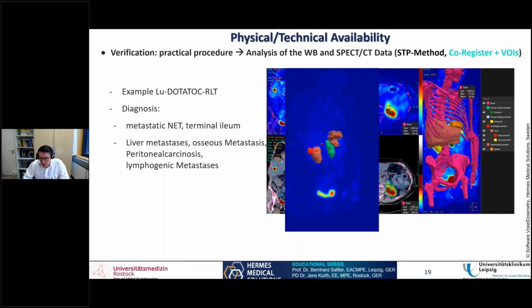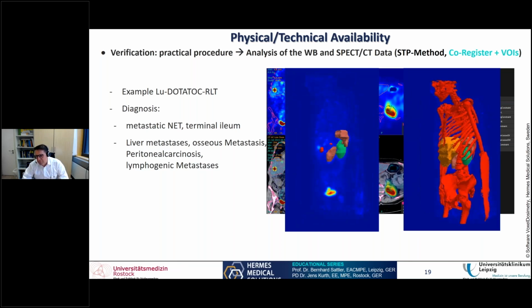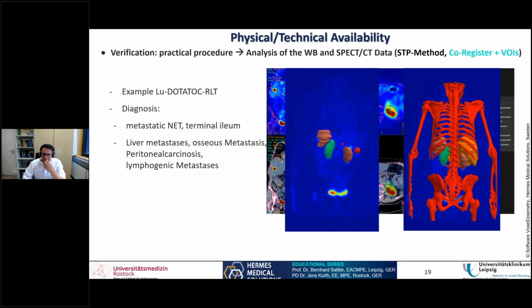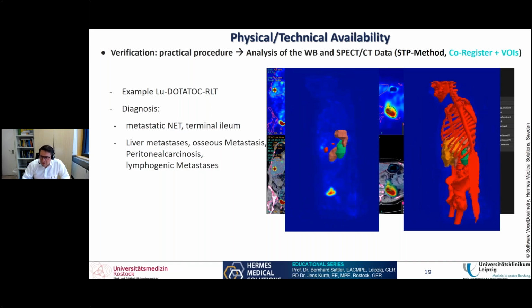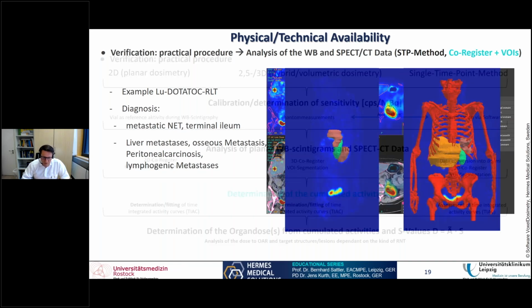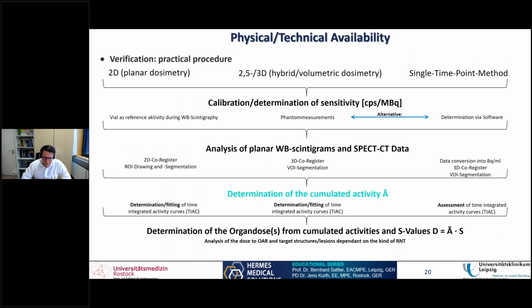And to show you how this can also be done for the bones, so that you can compare that with your blood sample derived blood dosimetry. And here we are with the determination of the accumulated activity, and we fit time activity curves if we have our measuring time points measured either with a single time point method or with more time points that we have from planar or 3D data.